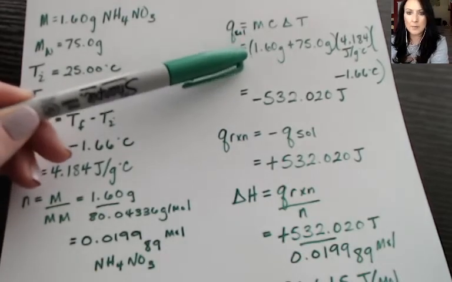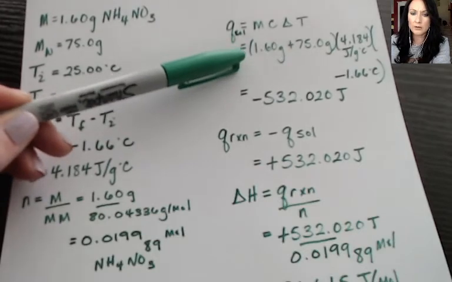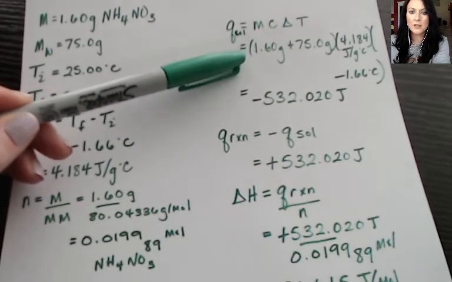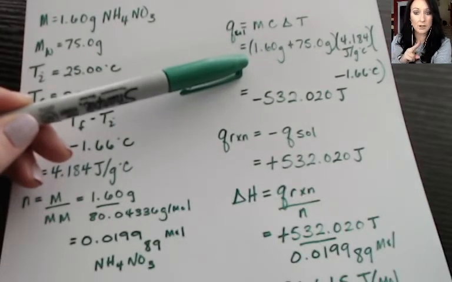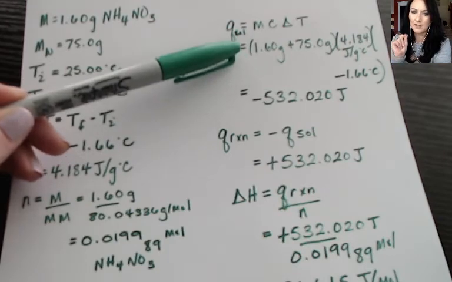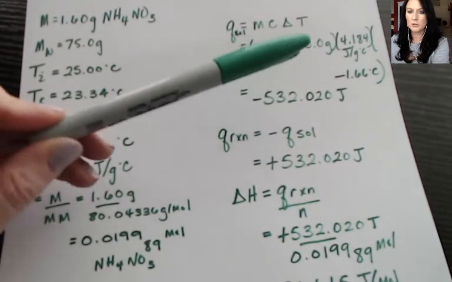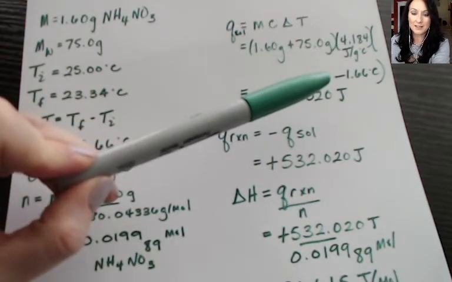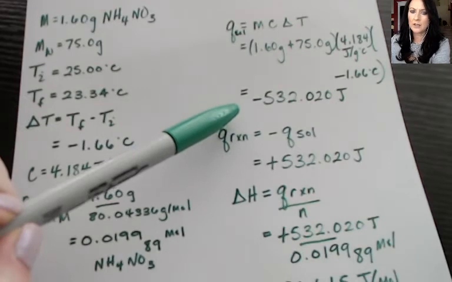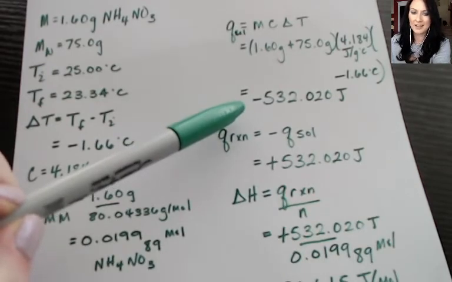So this is a really common mistake that a lot of students will make. They will forget to add the solid and the liquid for your solution, right? Your solution is 2 things: solid, solute, and liquid, solvent, okay? So we're going to add those 2 together to get the mass of the solution, then multiply it by 4.184, and then multiply it by our negative delta T here. And I get negative 532.020 joules. And again, I'm not rounding anything.